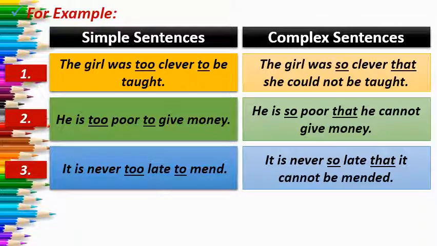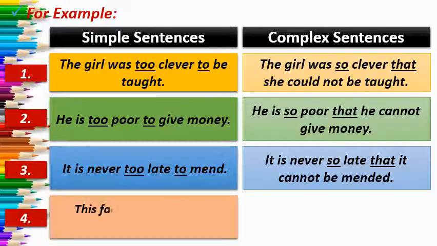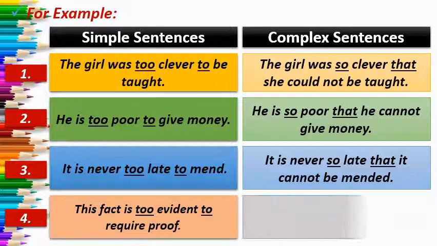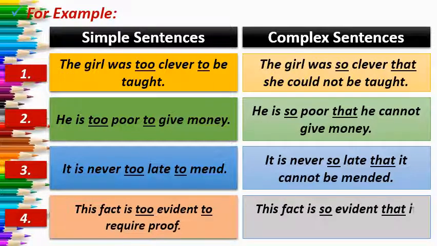So you have to use be plus third form of the verb. If you are getting a to infinitive at the end of the sentence, then the structure will be a little bit changed. Number 4th sentence is, this fact is too evident to require proof. So the sentence will be, this fact is so evident that it does not require proof. So sometimes the structure of the sentence is also changed as per the sense of the sentence. Basically we are using the particular structure, but sometimes it is changed, as I have shown in examples.